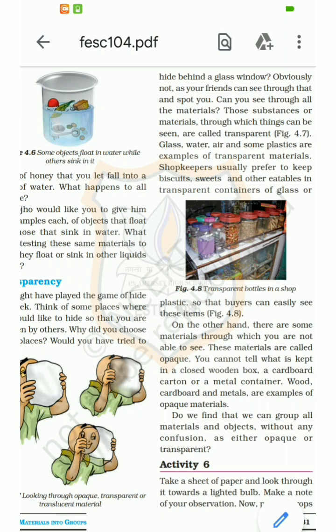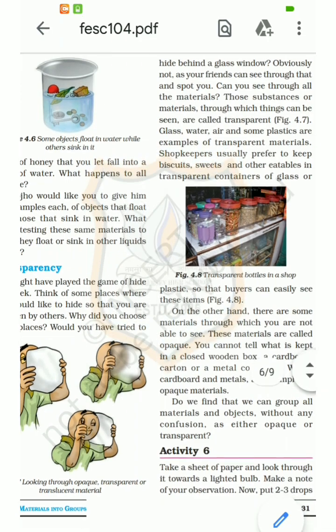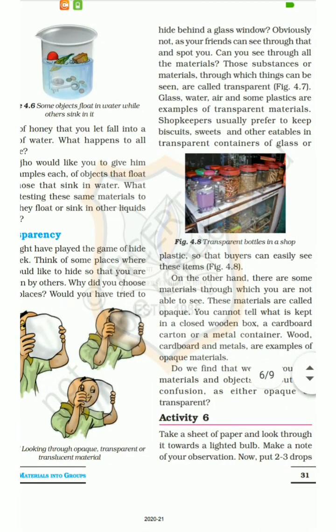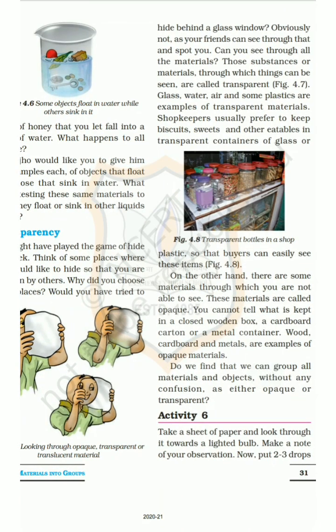On the other hand, there are some materials through which you are not able to see. These materials are called opaque. You cannot tell what is kept in a closed wooden box, a cardboard carton, or a metal container. Wood, cardboard, and metals are examples of opaque materials. Can we group all materials and objects without any confusion as either opaque or transparent?